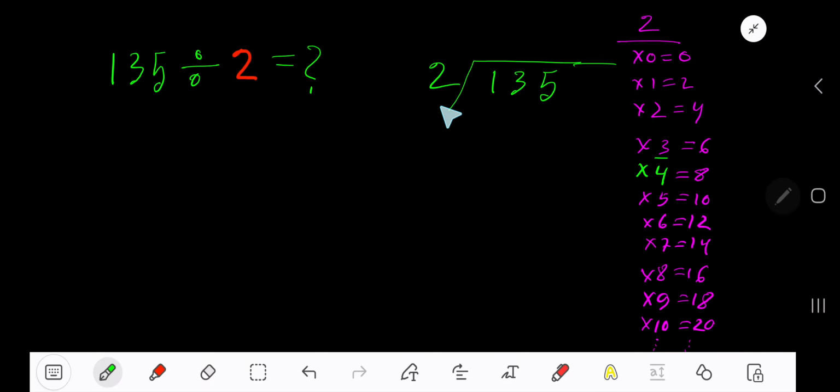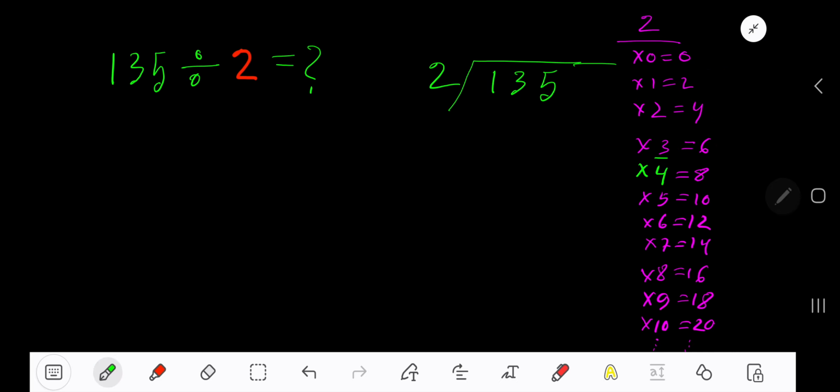135 divided by 2. Here 2 is a divisor, so we need the multiplication table of 2. 2 times 0, 0. 2 times 1, 2. 2 times 2, 4. 2 times 3, 6. To find the multiplication table of 2, just add 2 to the previous step. 0 plus 2, 2. 2 plus 2, 4. 4 plus 2, 6. 6 plus 2, 8.